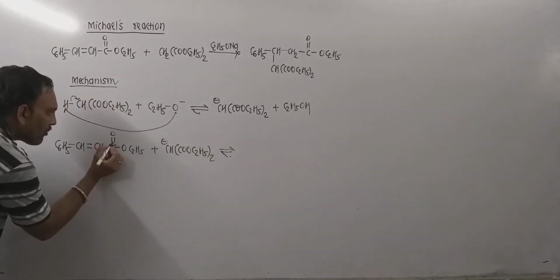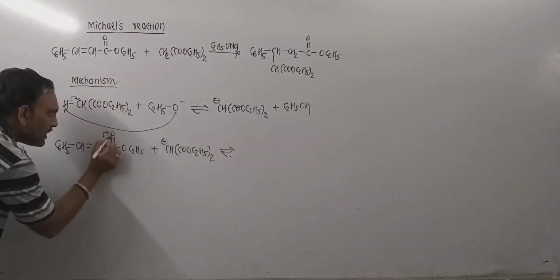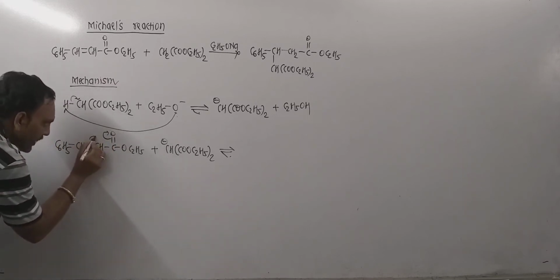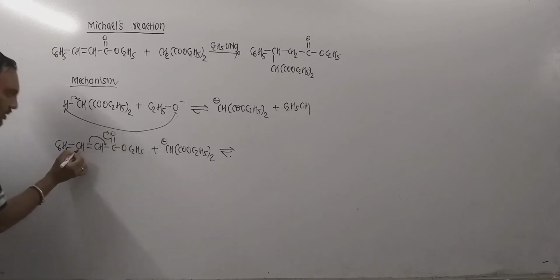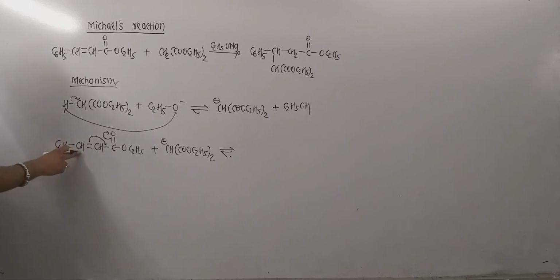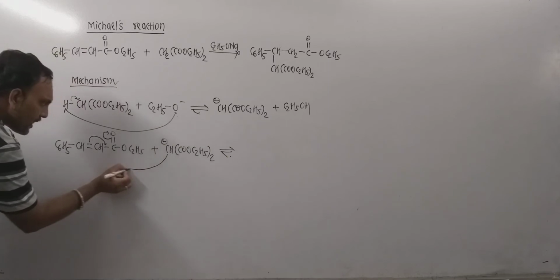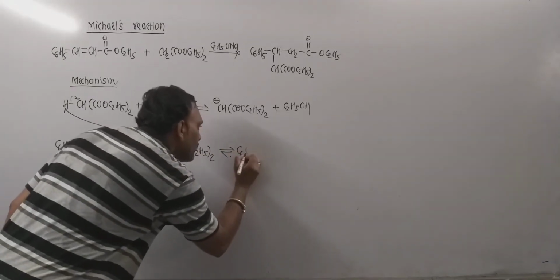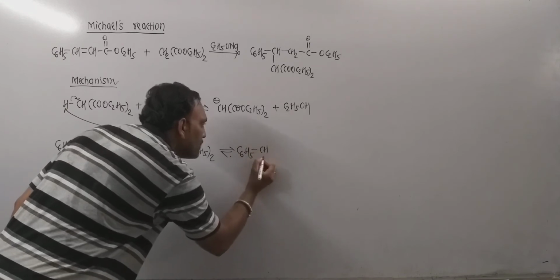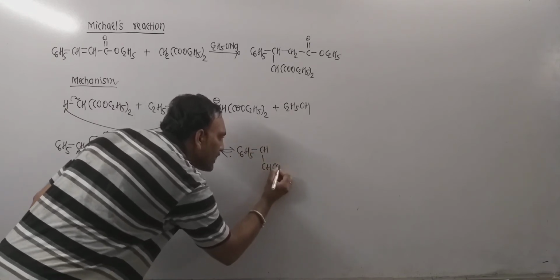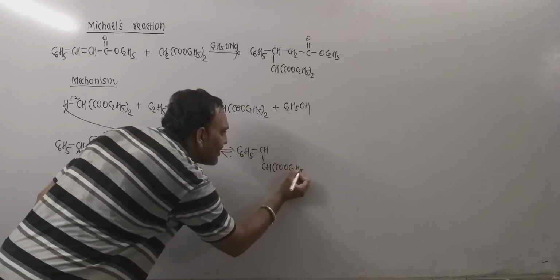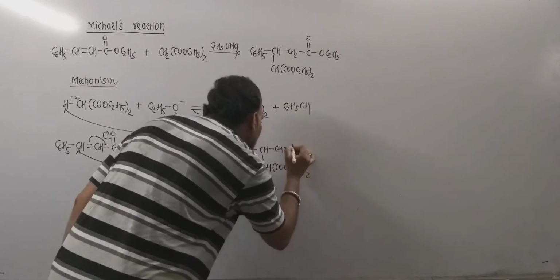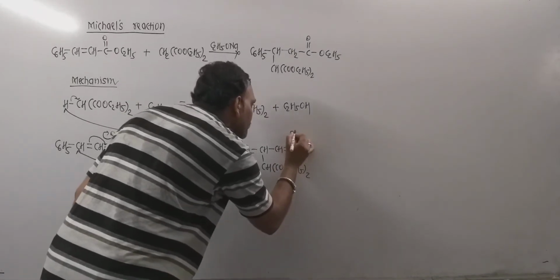Now right here what happens? This is polar, so the electron pair gets attracted by the oxygen and this pair gets shifted like this. So this carbon now becomes electron deficient, which is readily attacked by the carbanion. Thus the intermediate so obtained can be given as, so this is the intermediate so obtained.